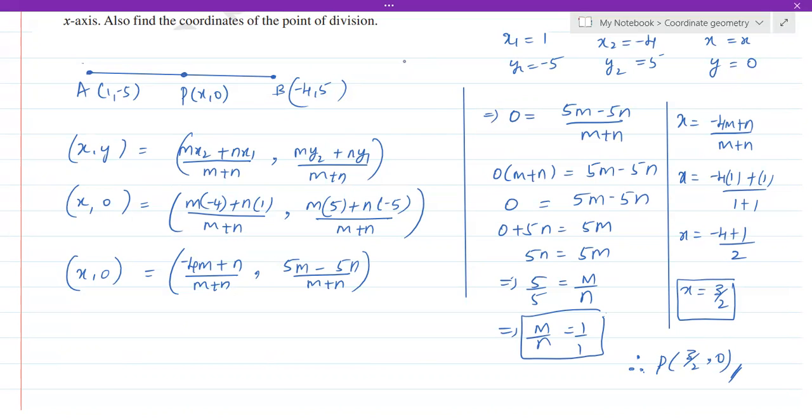It is similar to the previous problem. Only thing is we were not able to equate the first part with first part because x value was not known. So we equated the second part with second part and we got the value of m and n, and we have substituted it in the first part so that we got the value of x. Let's get into the next question.